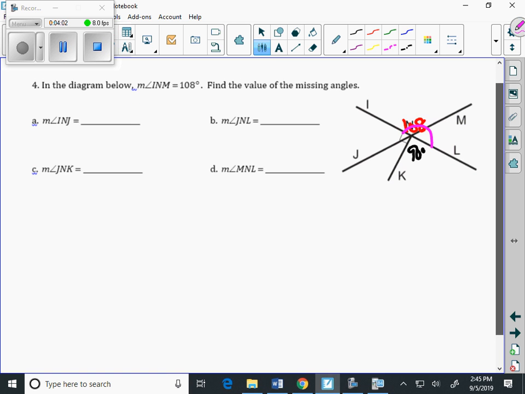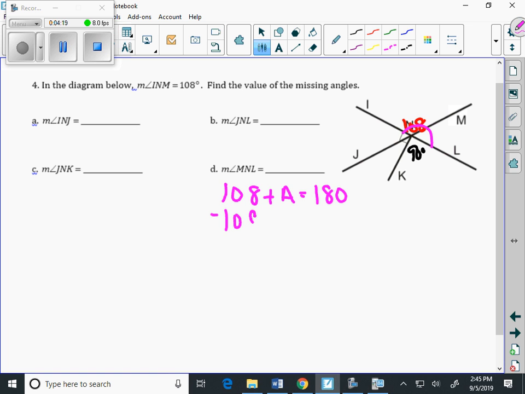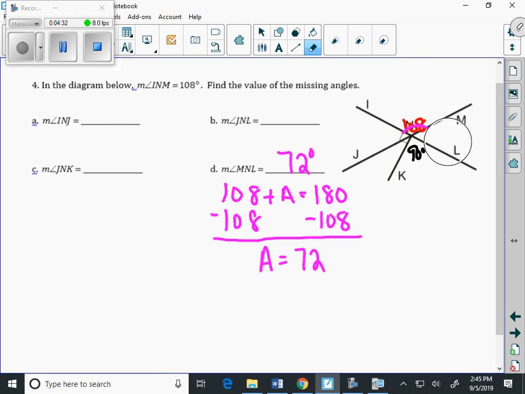So if we want to find the measure of that particular angle, we can say something like 108 plus A for the angle equals 180. And we can subtract 108 from both sides and get A equals 72. So there is that. And we can fill that in. I'm going to erase a little bit so that we can see the angle. There's 72. So we know a fair amount there.